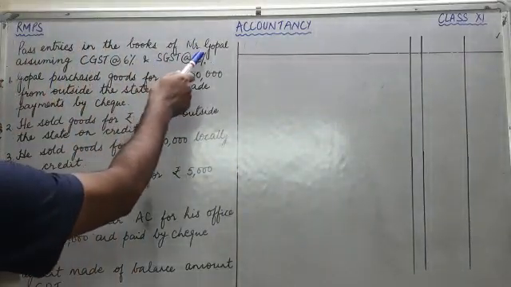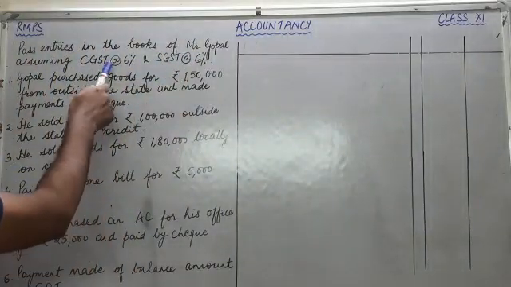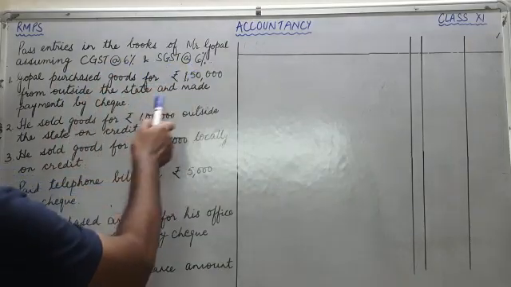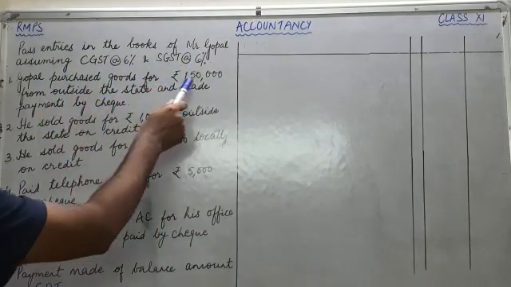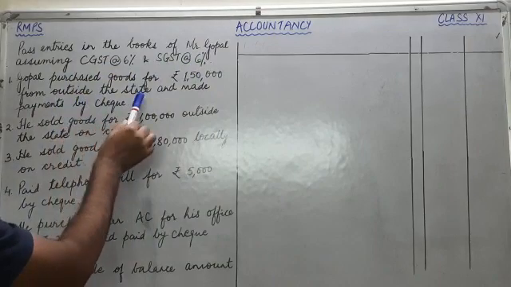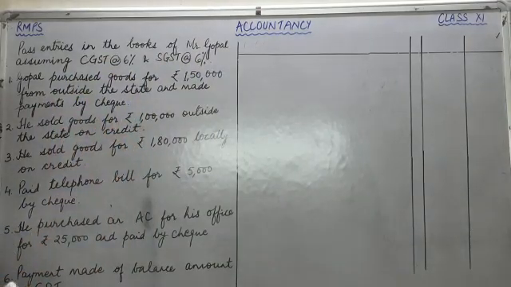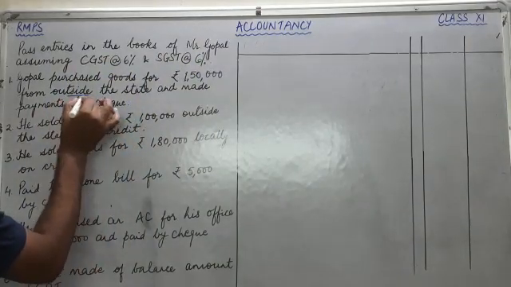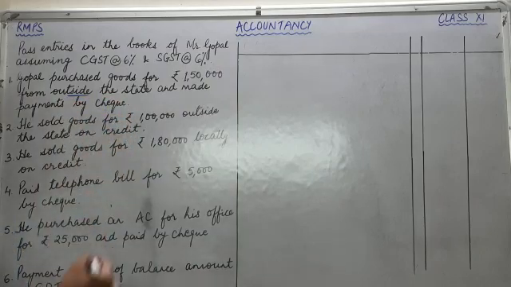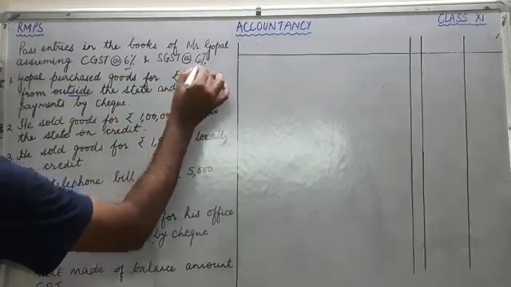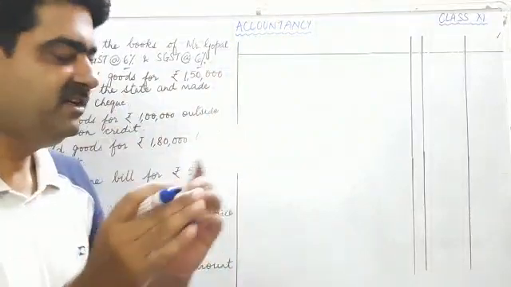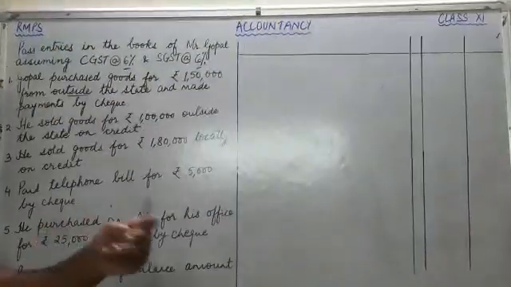Pass entries in the books of Mr. Gopal, assuming CGST at 6% and SGST at 6%. Gopal purchased goods for rupees 1,50,000 from outside the state and made payment by check. So this time you can see this purchase is outside the state, so CGST and SGST will be merged into IGST, and tax will be 12%.